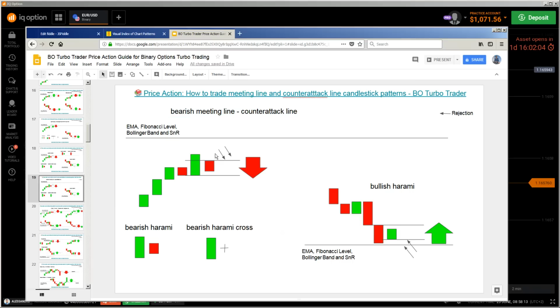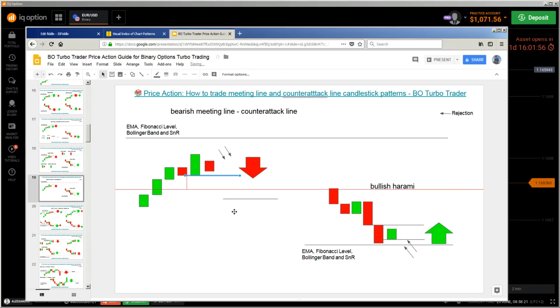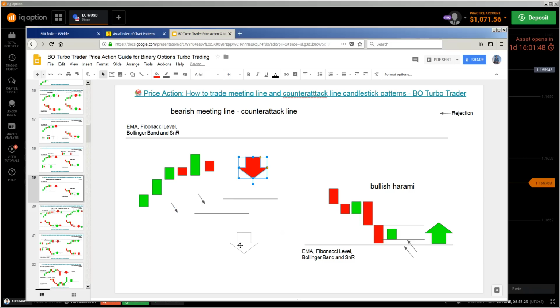We are going in an uptrend. This is all showing an uptrend. I have to remove this Harami stuff here. So, and then after this we need a reversal pattern, because the bearish meeting line or counterattack line is a bearish reversal pattern. That's the reason why I start with this. So, and then we get a gap up.